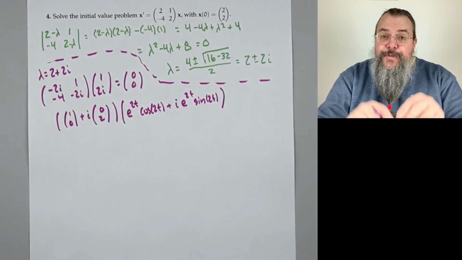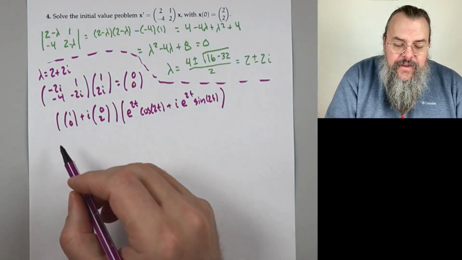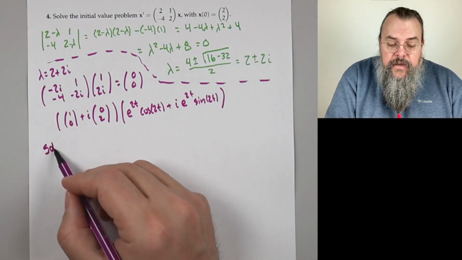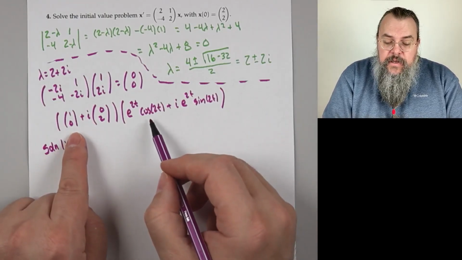And multiply and group. Are you real or are you complex? So we get solution 1. Let's have that one be the real one. That would be e to the 2t cosine 2t times 1, 0.